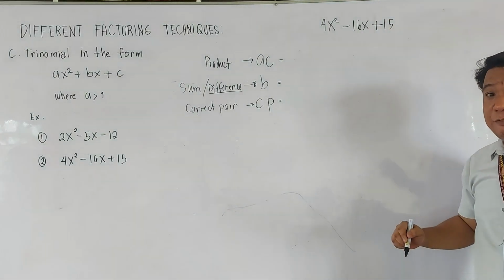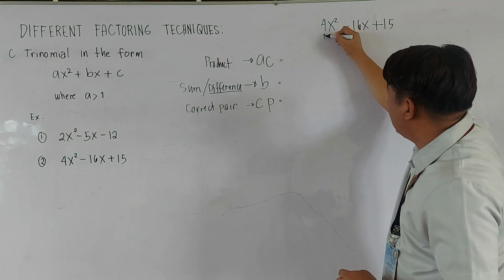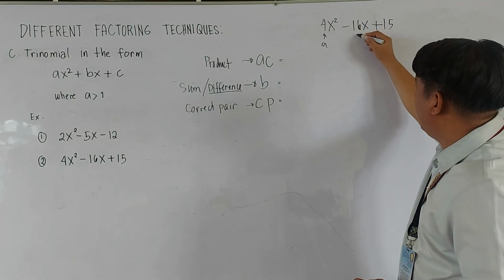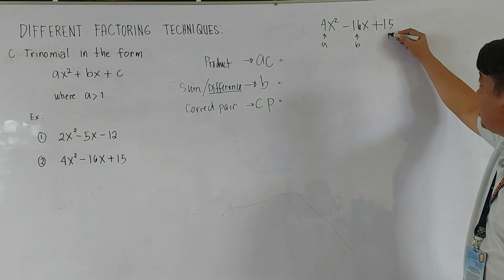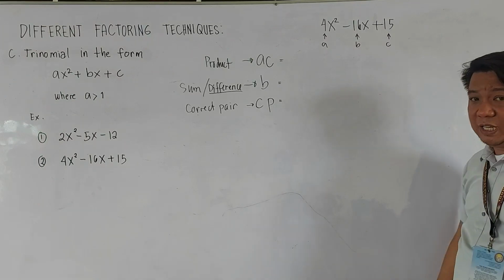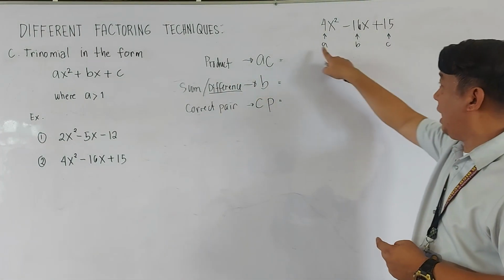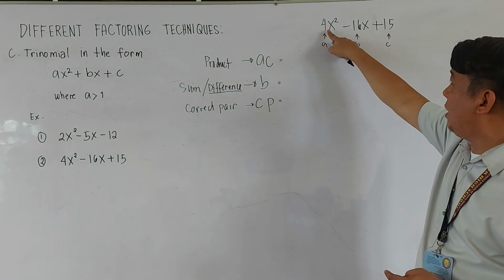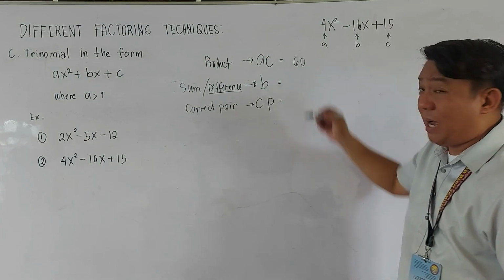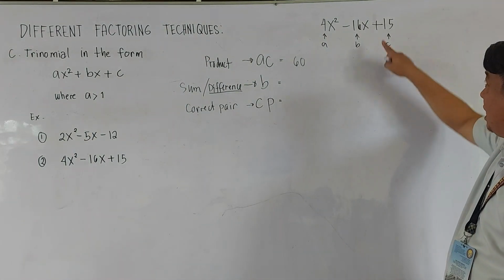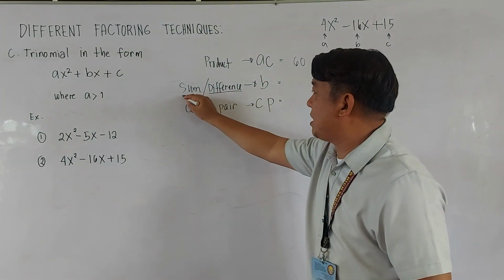So let us identify first the A, B, and C. Alright, so our A is 4, and our B is negative 16, and our C is positive 15. Okay, so now, kunin natin yung product ng A and C natin. So 4 times 15 is 60. Positive 60. Okay? Now, since positive ang sign ng last term, therefore our B is sum.